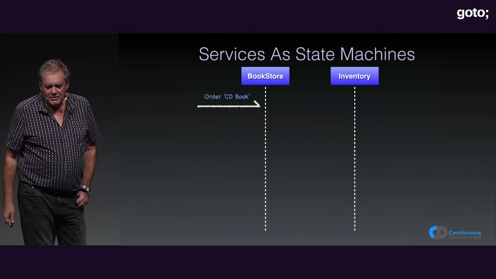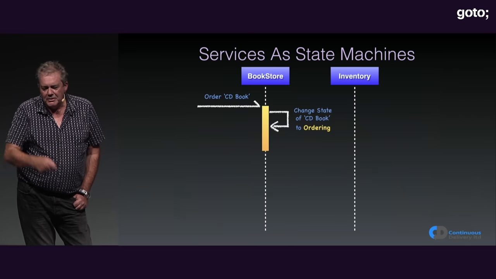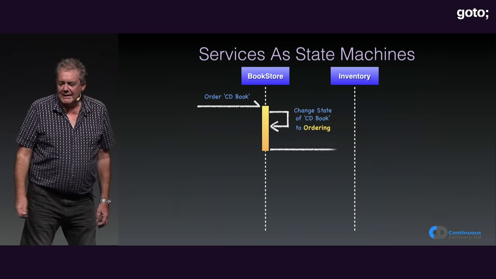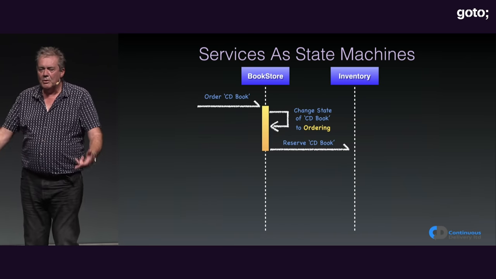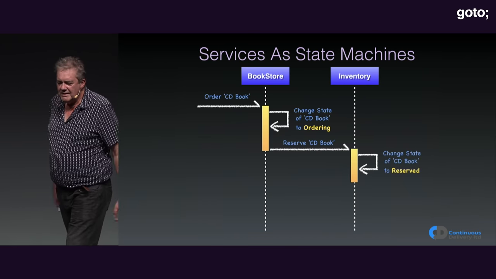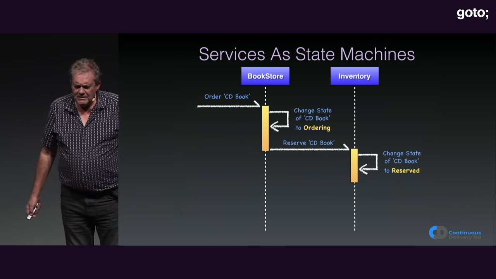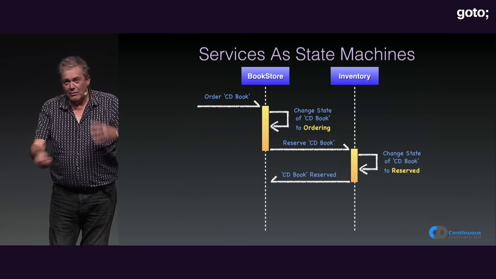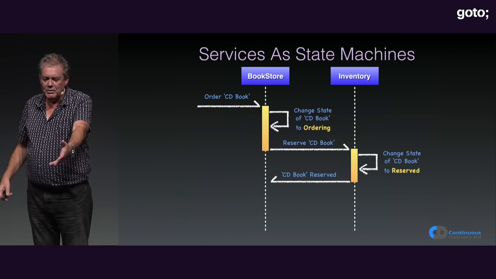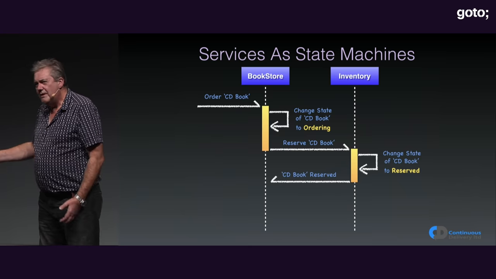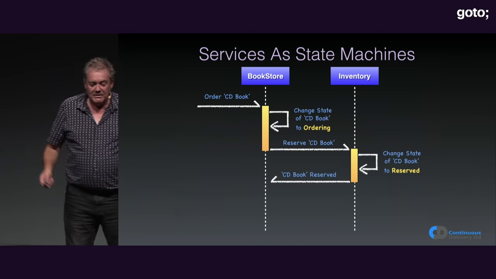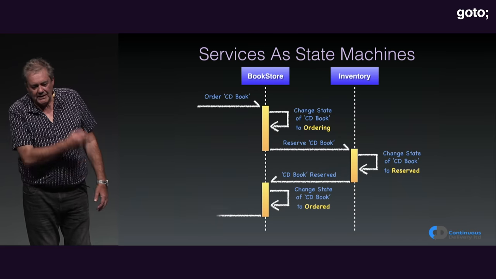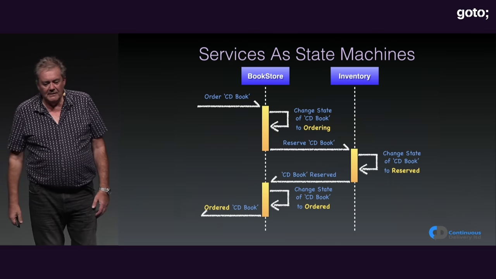We've got an event coming into the bookstore, order the CD book. We're going to do some processing on that, change the state of the CD book to ordering, delegate that to the inventory and say, reserve the book, please. That's going to do some processing, change the state of the book to reserved, send a message back saying, your book's reserved. That will arrive whenever it is. If the bookstore's down, it will wait and it will be delivered when the bookstore comes back up and so on and so on. That can do some processing, say change the state of the CD book to ordered, and push that back out again.